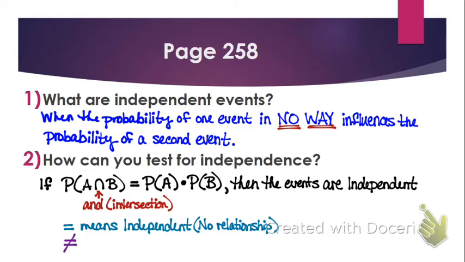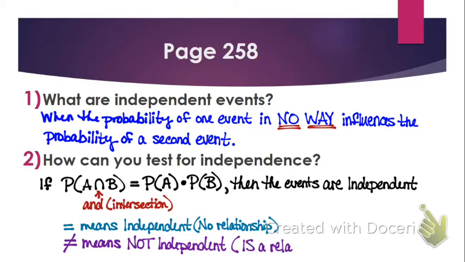If they are not equal, then it means that they are not independent. Which means there is a relationship. These two things are somehow connected to each other. One is influencing the other. I might not know which way that influence is going, and I might not understand why, but I can see that there's some kind of influence happening here.